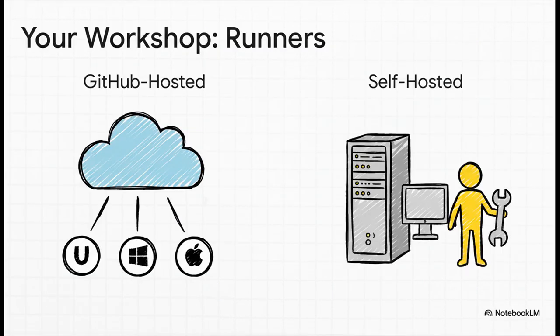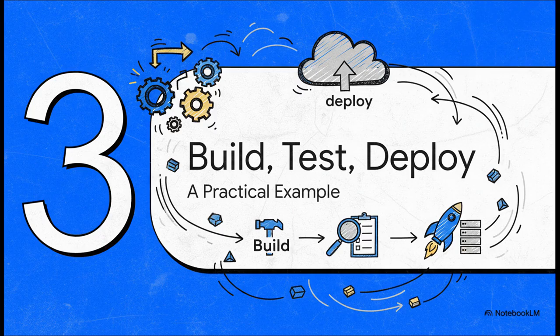And you get a choice of workshops too. You can use GitHub's own hosted runners, which are fresh virtual machines on Ubuntu, Windows, or macOS that they manage for you. Or, if you need way more control or maybe access to your own private network, you can set up self-hosted runners on your own machines. All right, theory is great, but let's make this way more concrete with a practical example.